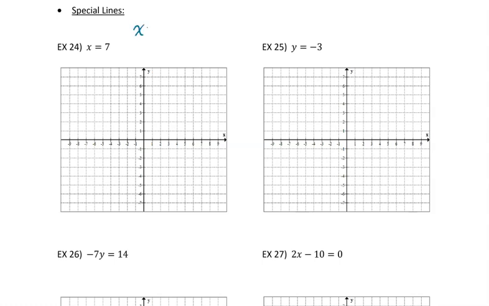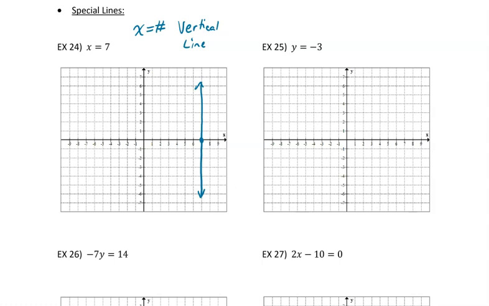Anytime you have x equals a number, that is just a vertical line. To graph that vertical line, all you have to do is go over to where x equals 7 on the x-axis, and then draw the vertical line through it. It is that simple.